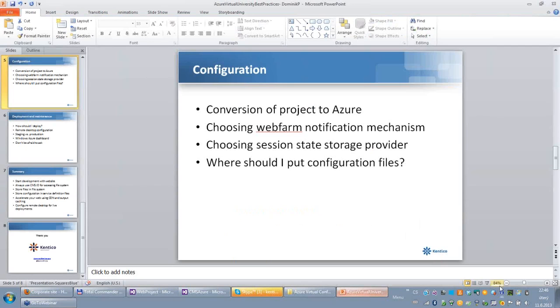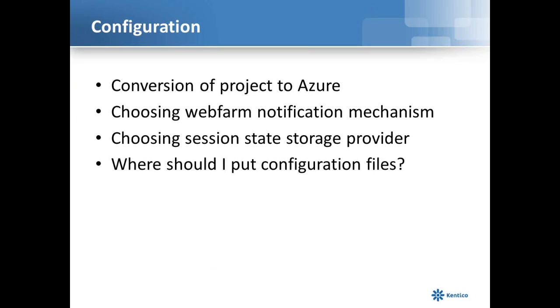Now, web farm notification mechanism. We have two mechanisms in web farm. For Windows Azure, the default one is database web farm mechanism. With this web farm mechanism, there is a single thread which has an infinite loop in it, and it checks the database every second, and if there are some tasks to process, the instance just processes the file.